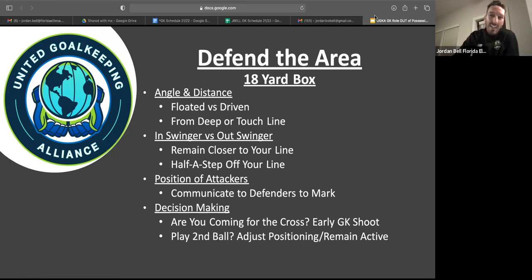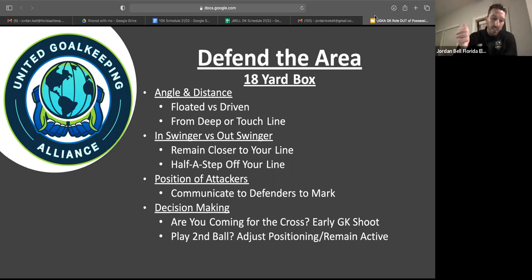So defend the area, like one of the boys just said. I don't know who it was. It might have been Jacob, I think. Yeah, defending the area. Ball's coming into the box. Are you coming for a cross to catch it? Or are you coming out to punch it? Or are you not doing either of them and staying on your goal line and playing the second ball?